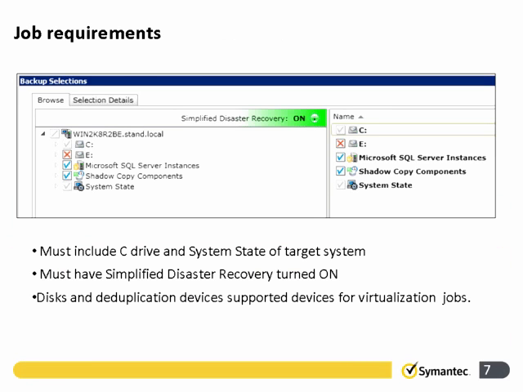The main job requirement is that simplified disaster recovery must be enabled. So I must have the minimum components to do SDR, usually the C drive and system state being backed up, and you'll see in the backup job that simplified disaster recovery is turned on. We can only do conversions for backups that have been written to disk. If your backups are written to tape, we cannot convert those to virtual machines. They must be written to disk to do virtual machine conversions.